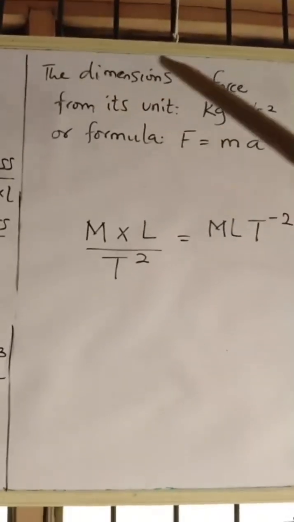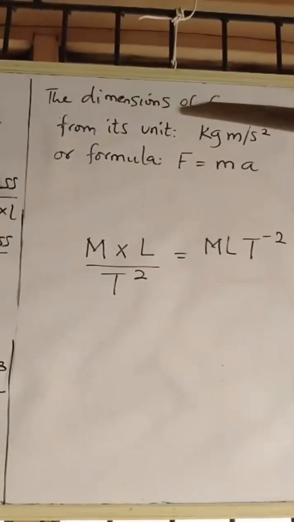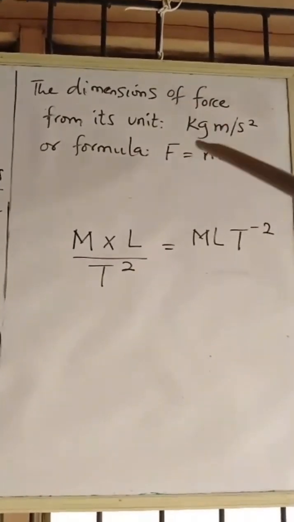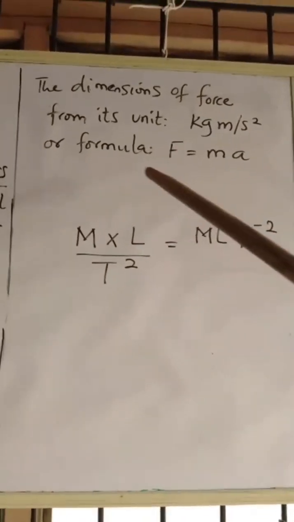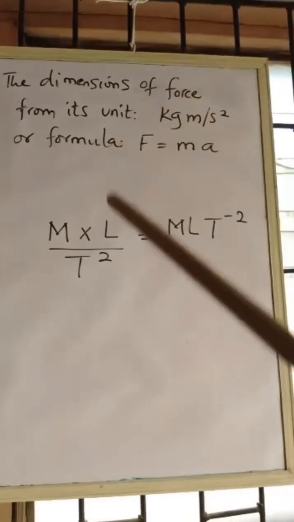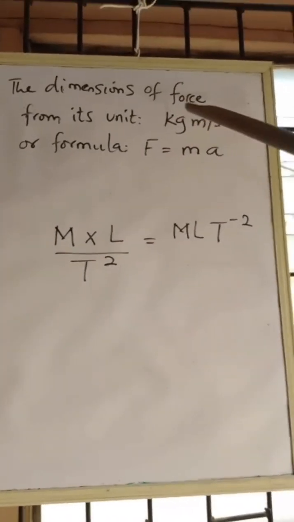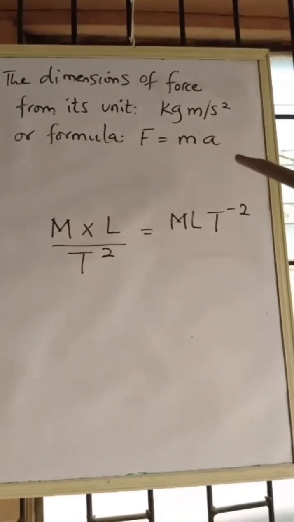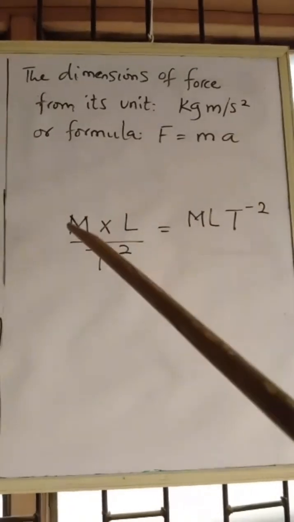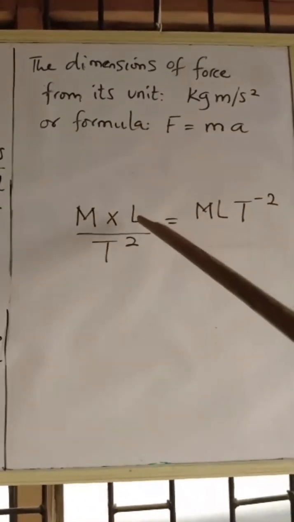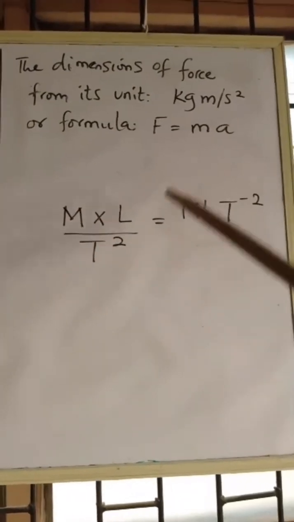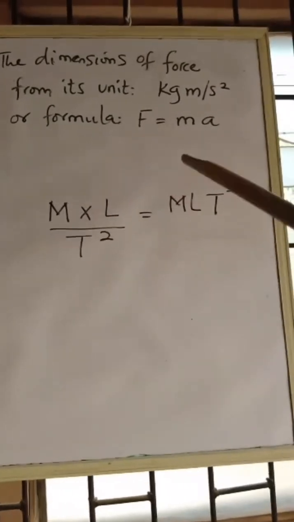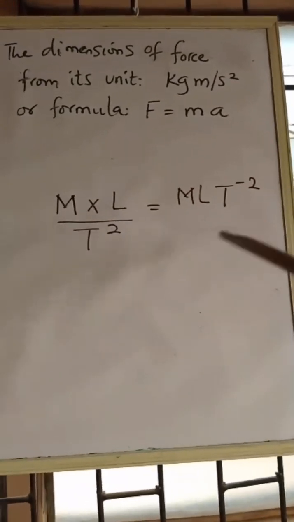Look at the dimensions of force. You can analyze force into its dimensions using either its derived unit, kilogram meter per second squared, or its formula, force equals mass times acceleration. Since we know that the unit of mass is kilogram, and the unit of acceleration is meter per second squared, because ma means mass times acceleration, just break it down. Kilogram is mass, meters is length, and that's all over time squared, T squared, s for second. So that gives you M L T raised to the power -2. That's the dimension of force.